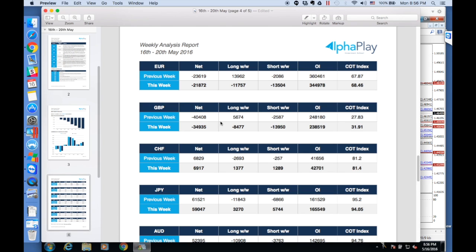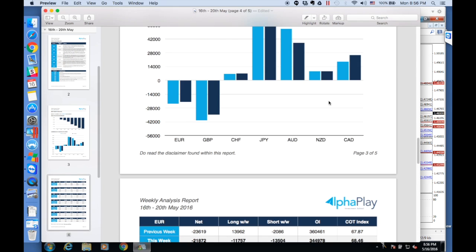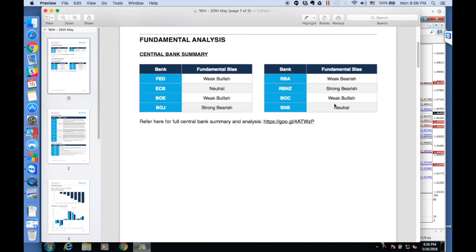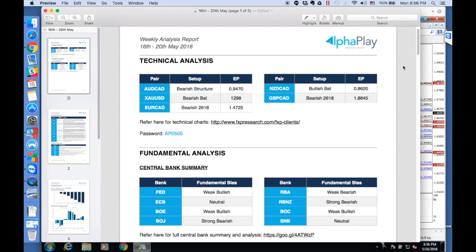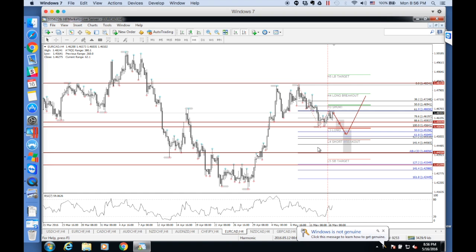All clear? Okay. Then let's look at New Zealand CAD. Then I can show you the different setups that we have.